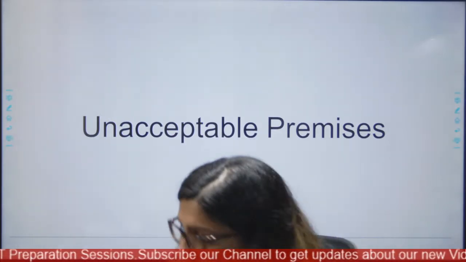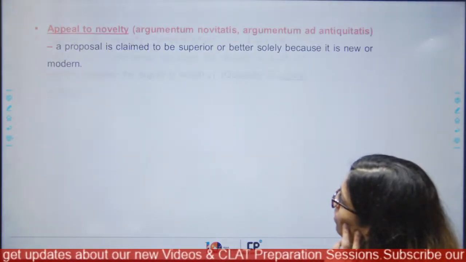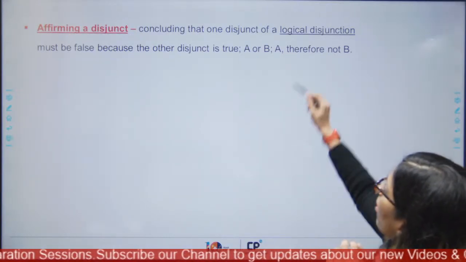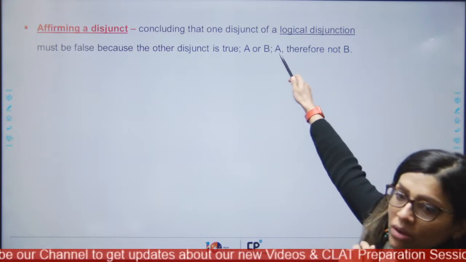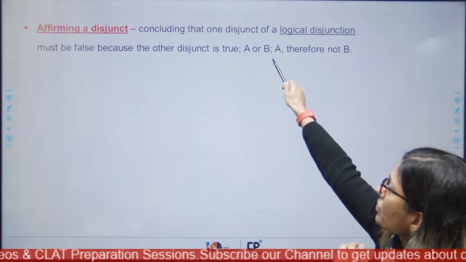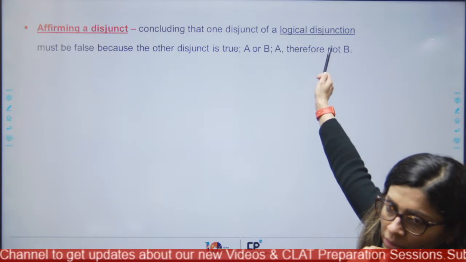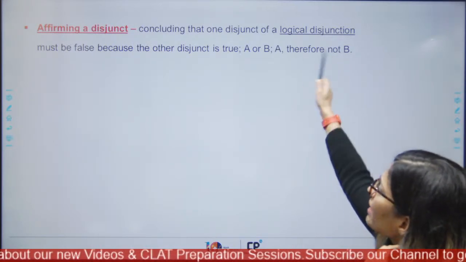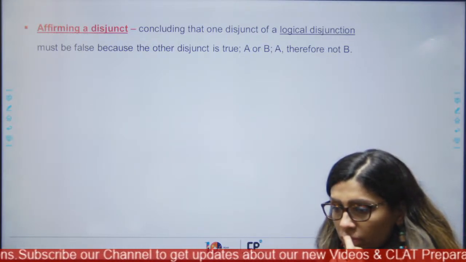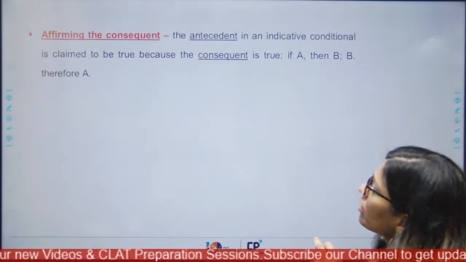Yes, I can go back to affirming a disjunct. So affirming a disjunct basically means it is a fallacy in either-or cases. If I say either A or B, what is a valid answer? Not B, therefore A. But if you say A, therefore not B, this is invalid. We have done this. Right? This is affirming a disjunct.